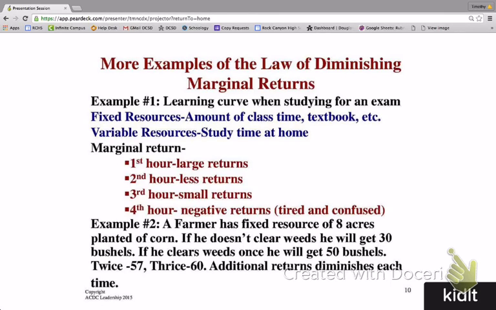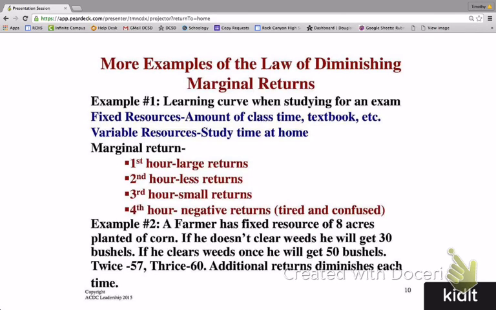Well, the first hour of studying, you get very large returns. You learn a lot of information and you're learning a whole bunch of stuff that can help you on the exam. If you spend another hour studying, you may learn a little bit more that will help you on the test, but probably not a lot more. If you study for a third hour, you may learn just a little bit more, but you'll probably add very little to your total amount of knowledge. And in the fourth hour, you may actually experience negative returns because by then you're so tired and getting confused that you're not studying well.